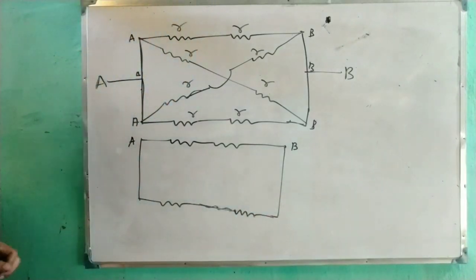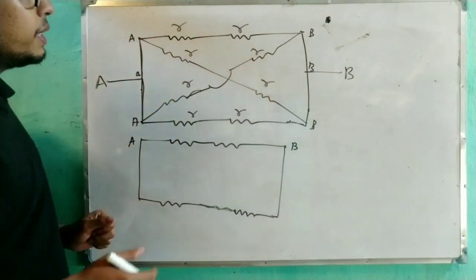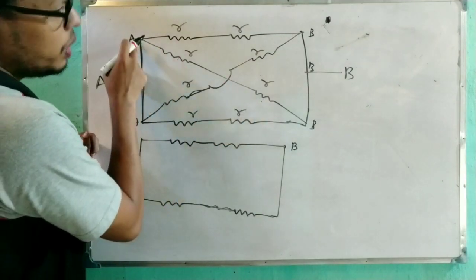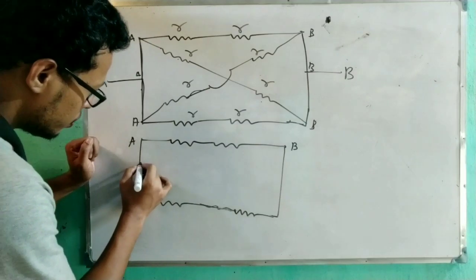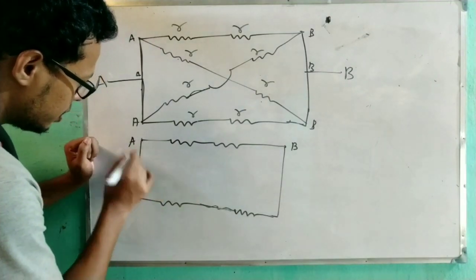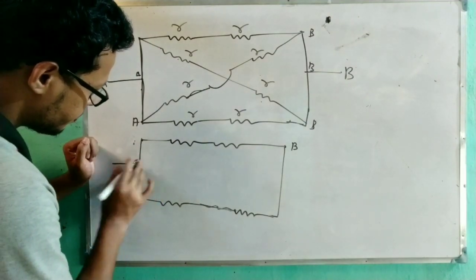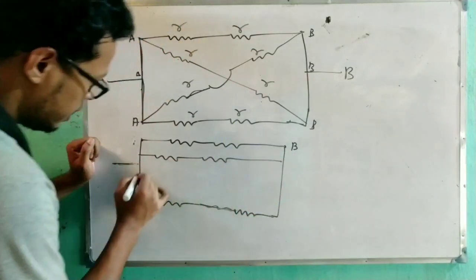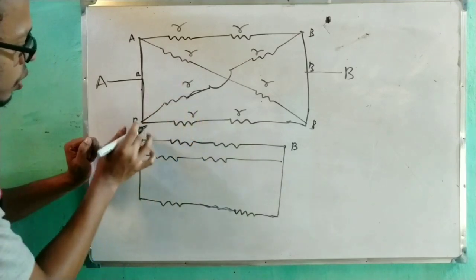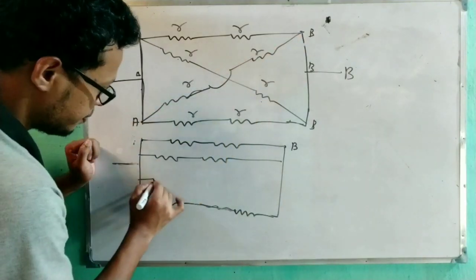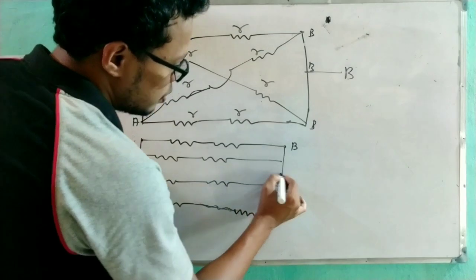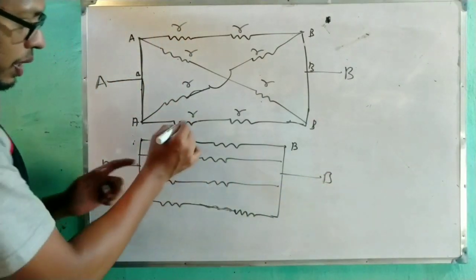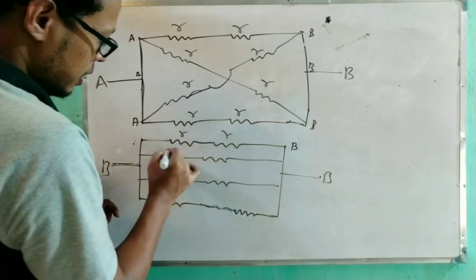Okay. Now what about these two resistors? Now see, these two resistors are connected in between A and B also. So here also I am giving, suppose this is A, and same case is happening over here also, A and B. Now see, this is A, this is B. So all are parallel.